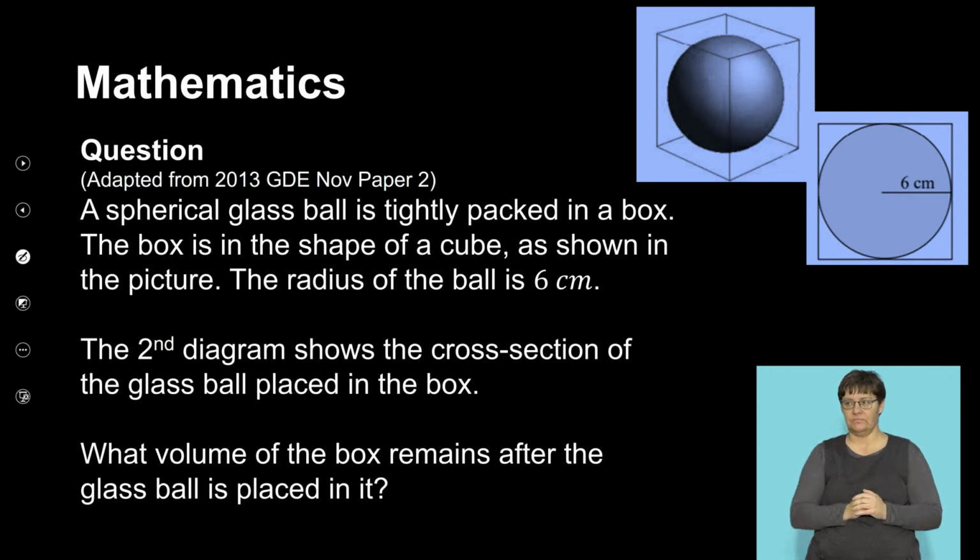So we have been given a spherical glass ball that has been tightly packed into a box. The box is in the shape of a cube. As shown in the picture, the radius of the ball is 6 centimeters. The second diagram shows the cross-section of the glass ball placed inside the box. We want to know what volume of the box remains after the glass ball is placed into it.